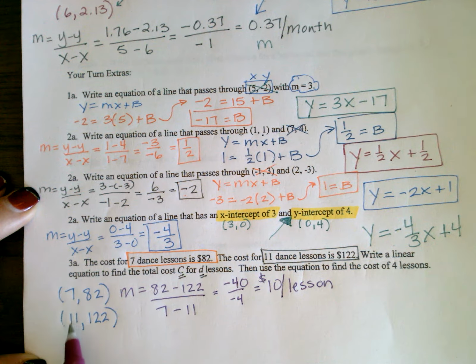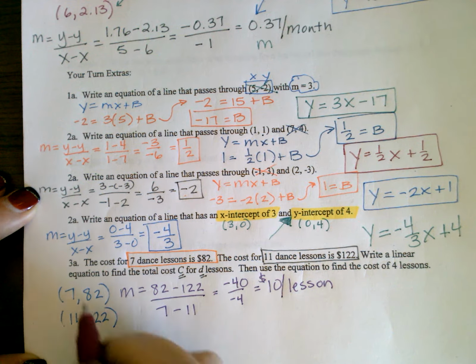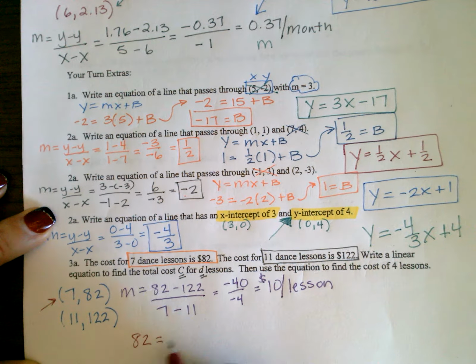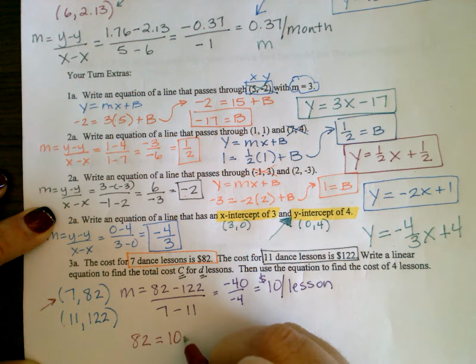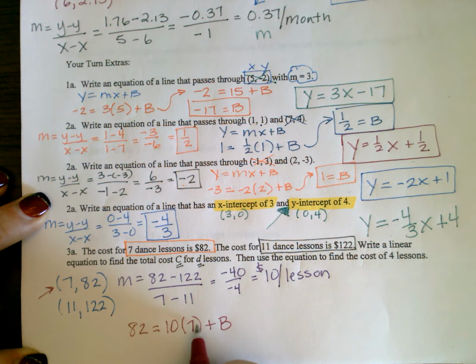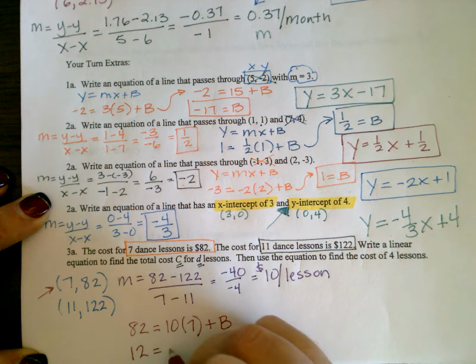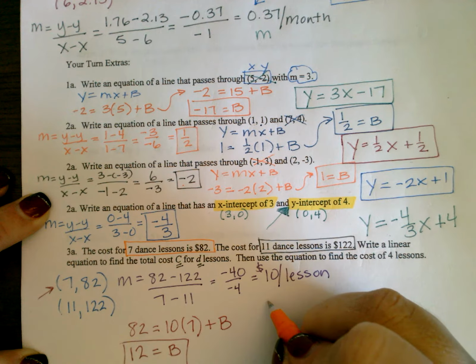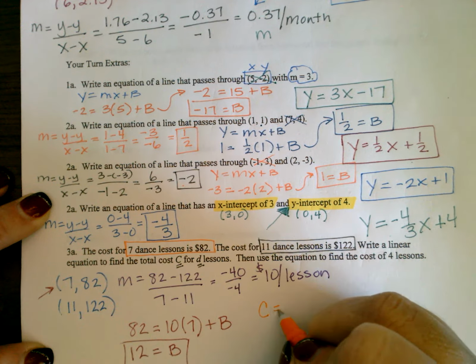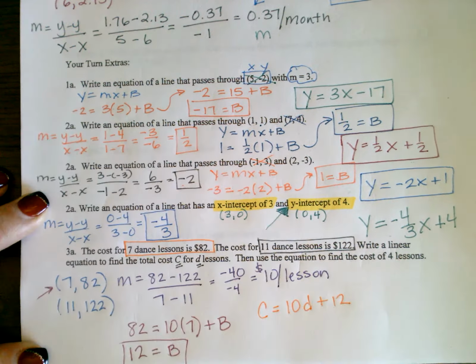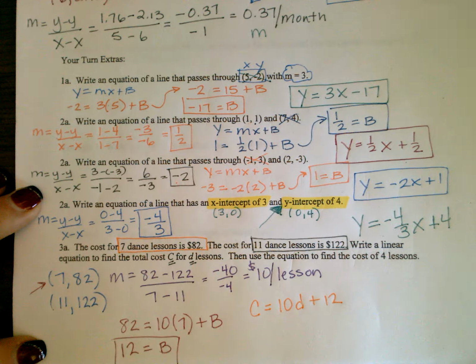Marvelous. Now I need to write the whole equation. Pick either ordered pair. It does not matter to me. I'm going to just pick the top one. Y is 82. Slope of 10 times 7 to find the beginning cost. That's 70. Subtract that from 82. I get 12 as my y-intercept. My equation then would be the cost is $10 per lesson plus a $12 fee.